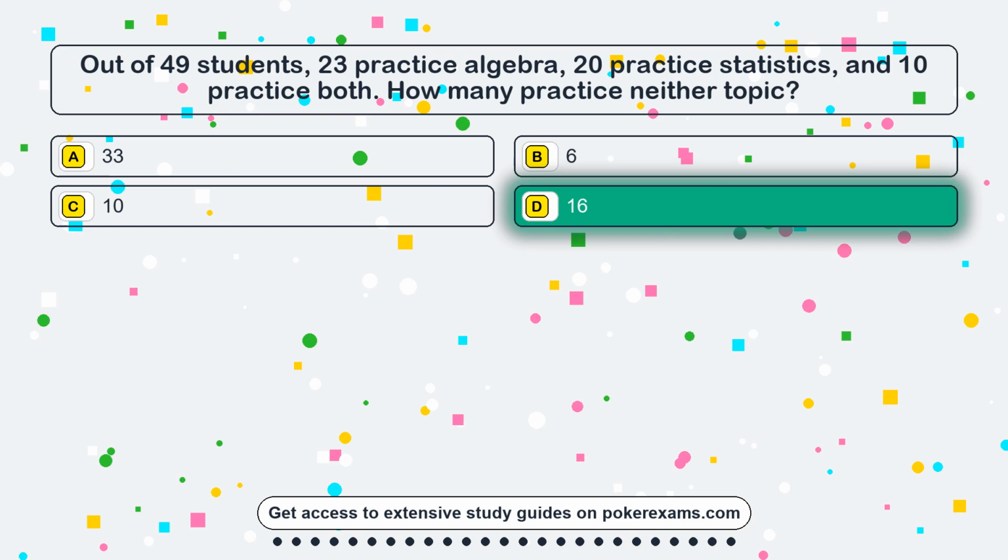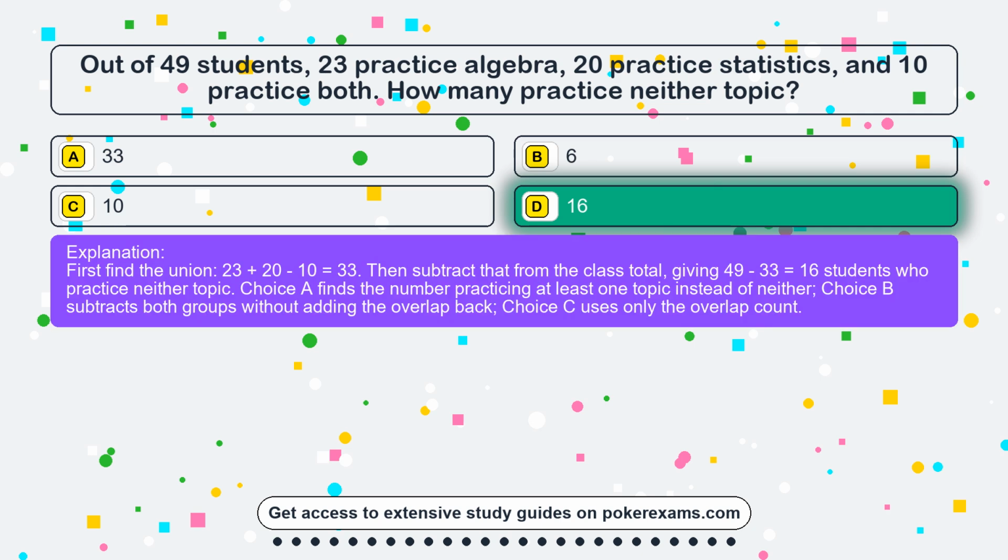The correct answer is option D, 16. First find the union, 23 plus 20 minus 10 equals 33. Then subtract that from the class total, giving 49 minus 33 equals 16 students who practice neither topic. Choice A finds the number practicing at least one topic instead of neither. Choice B subtracts both groups without adding the overlap back. Choice C uses only the overlap count.